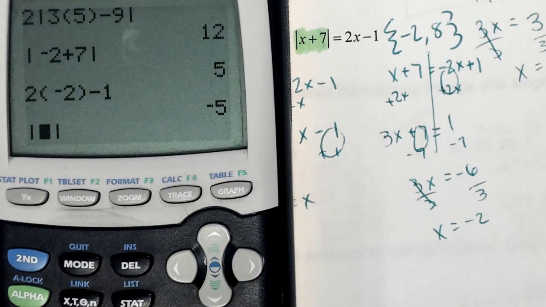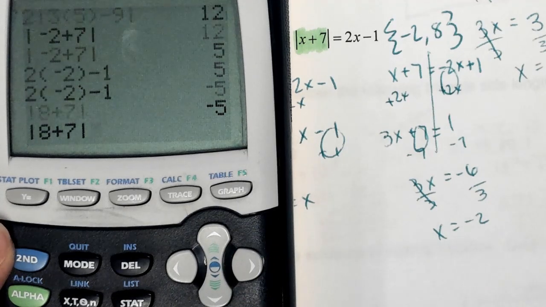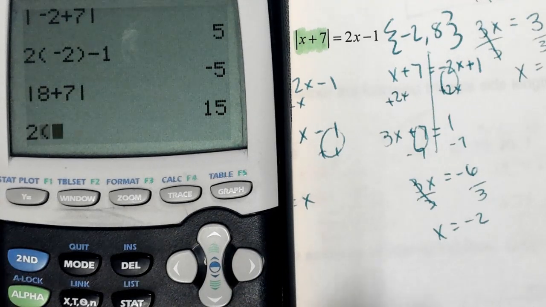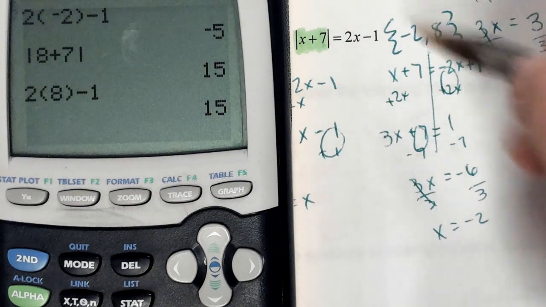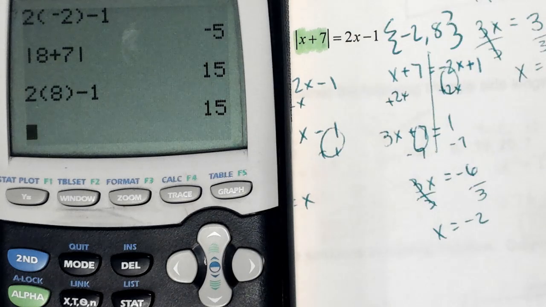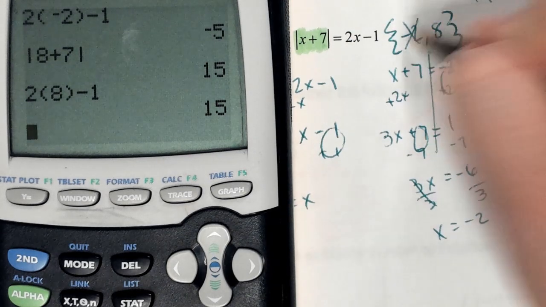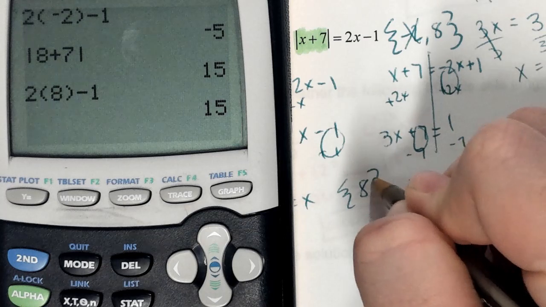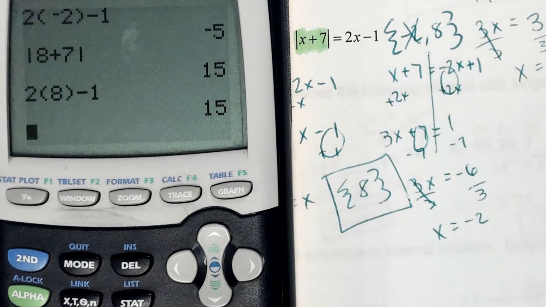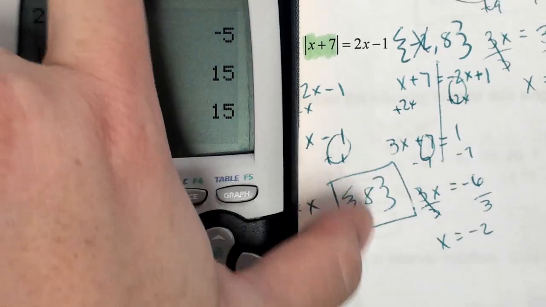Which we didn't really do an example like this before, but it's fine. So we have 8 plus 7, yeah. And then we have 2 times 8 minus 1. So those both equaled positive 15. All the ones on our notes had absolute value bars on both sides, and that's why it worked. So your only solution here is 8, because the other one didn't work on both sides. You won't have one like that on your test. So as long as you know how to solve it, you'll be okay.